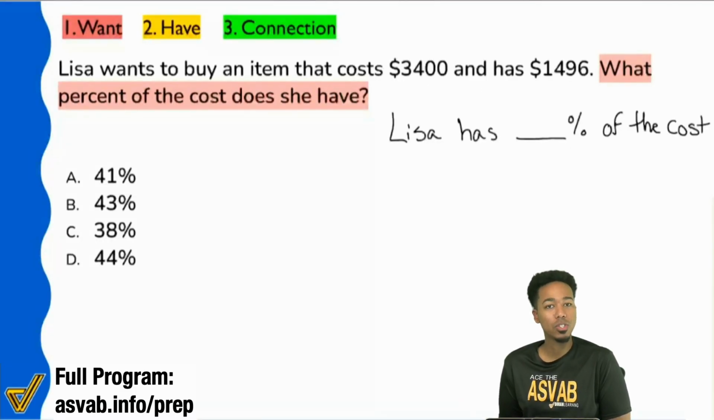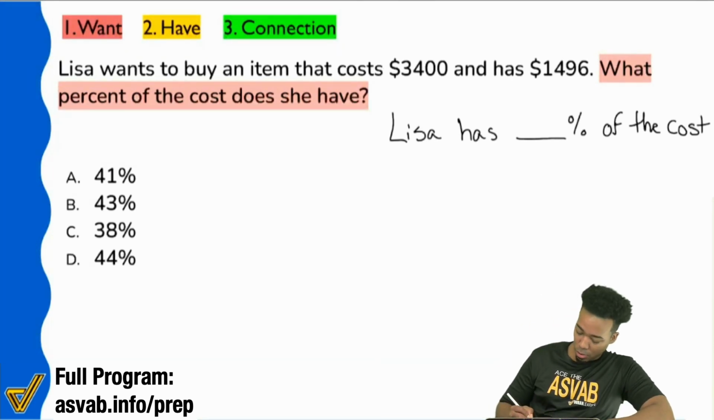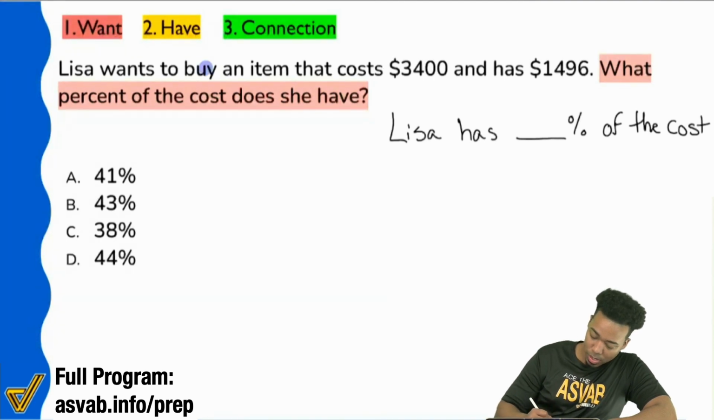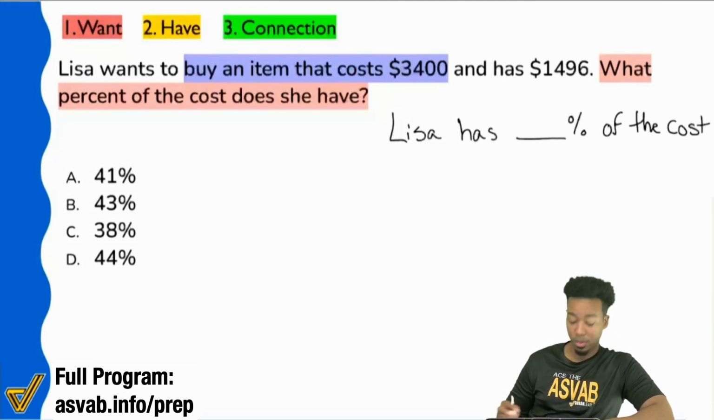So I want to show you two ways to do this problem. One's going to be the traditional way with your formula, but the other way is going to be using a proportion, and you'll see it gives you the exact same answer. I got you. So here we go, my party people. Here's the information we've got. Lisa wants to buy an item that costs $3,400.